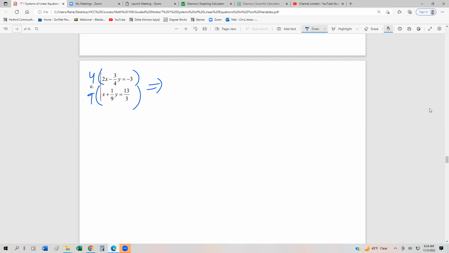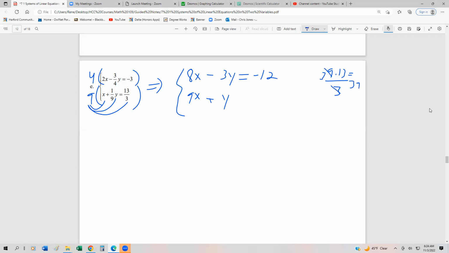And if I multiply through, 4 times 2, 8x, 4 times -3/4, -3y, 4 times -3, -12. 9 times x, 9x, 9 times a ninth, just y. And then finally, 9 times 13 thirds. Well, we get 9 times 13 divided by 3, right? And then that's going to simplify into 3 times 13, which will be 39.